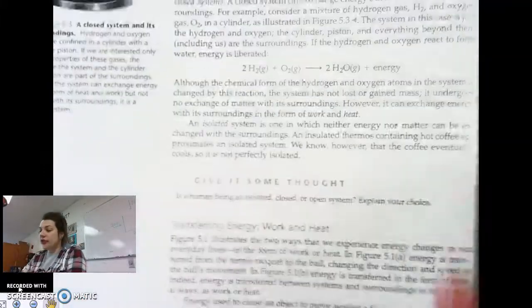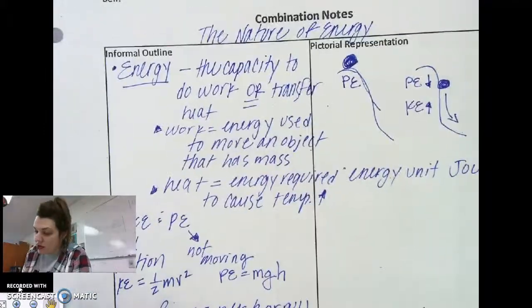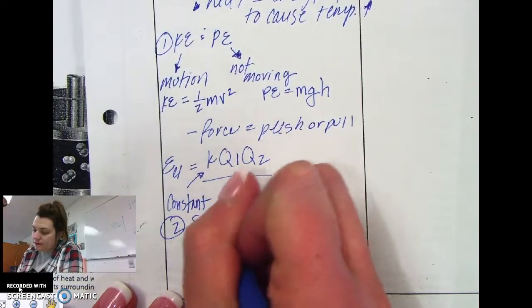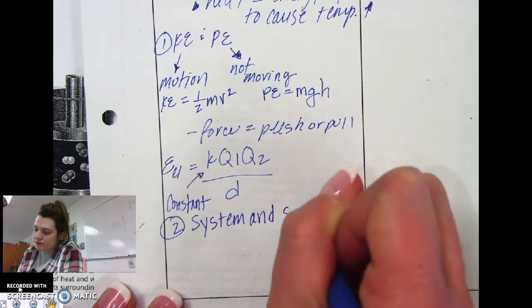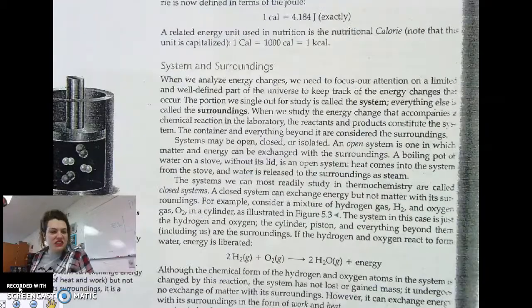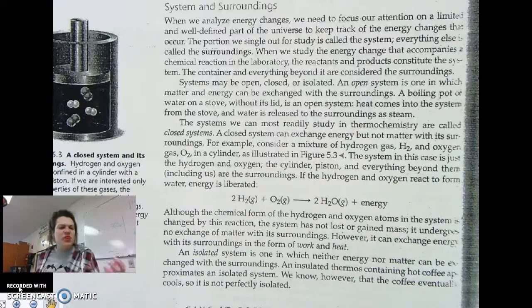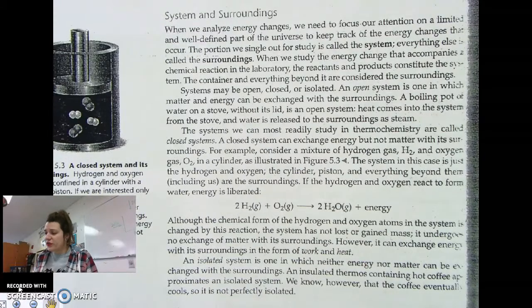I come to a big topic here, system and surroundings. So I'm going to go to my notes and I'm going to write system and surroundings. Now you'll notice I'm not writing everything down. I don't like to write a lot, okay? I just write what I think is important. If I'm answering a problem and I don't have that information in my notes, I can always go back and reread. It's not the end of the world, okay?